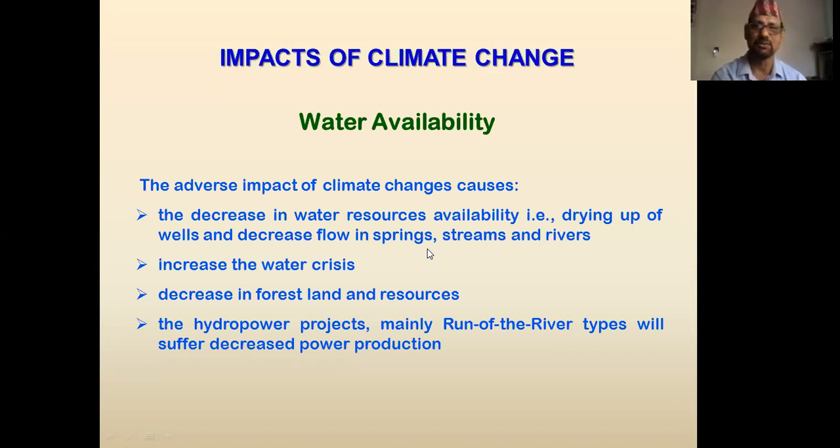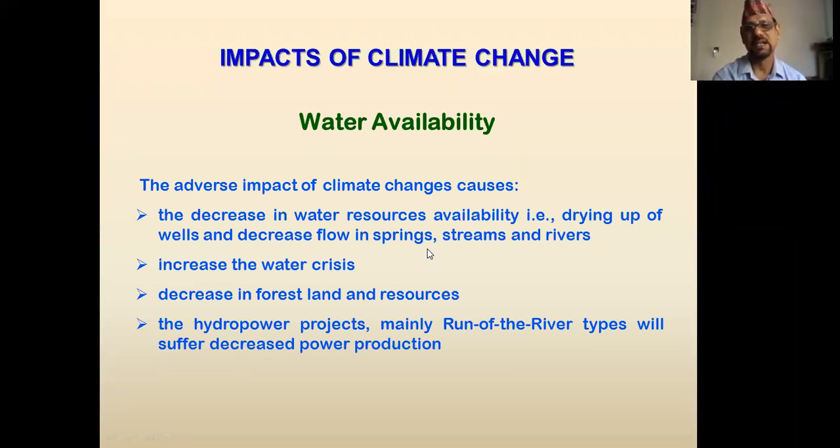That is shown by the data. But how much are we ready to adapt to such climate change impact? That is the main point to be considered. And that will increase the water crisis. It means the surface water flow during the pre-monsoon will be further decreased, so that will depend only on the base flow.